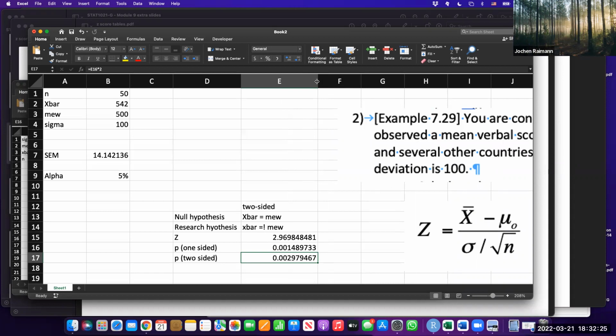Excuse me. For E16, I got the same answer as you, but then for this one, I just got zero. You get zero? Just zero. Yeah. That's not right. Zero is a little confusing.